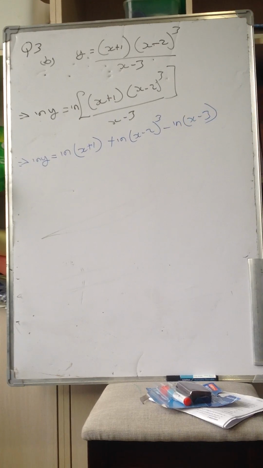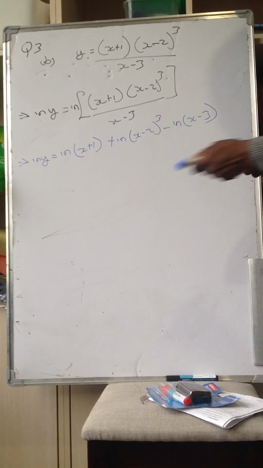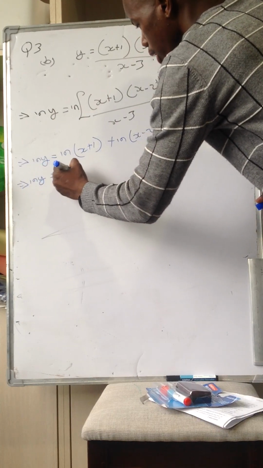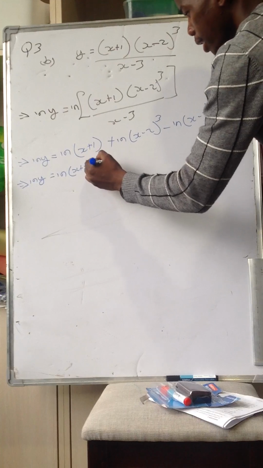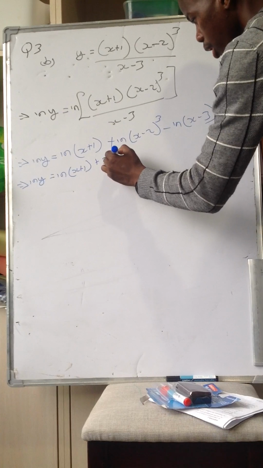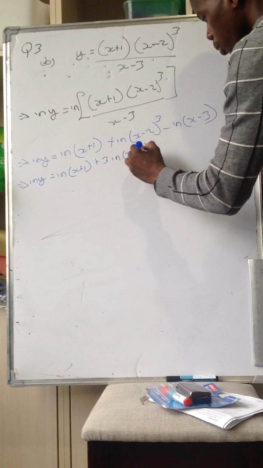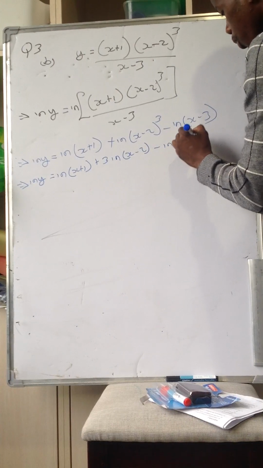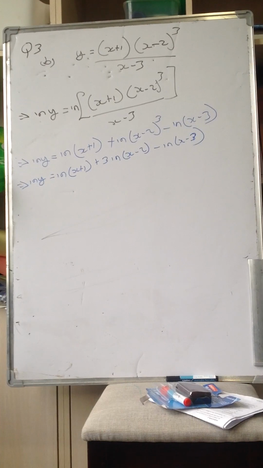If I reach this stage, what next am I supposed to do? I'll drop these powers here, with the same strategy. So ln y equals ln of x plus 1, plus, this power has to drop, so I'm going to have 3 ln of x minus 2, minus ln of x minus 3. Don't forget the rules of indices, because they are going to help you understand logarithmic differentiation. If you reach this stage, what are you supposed to do?